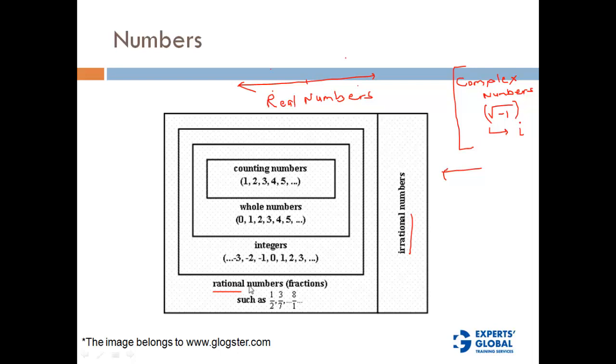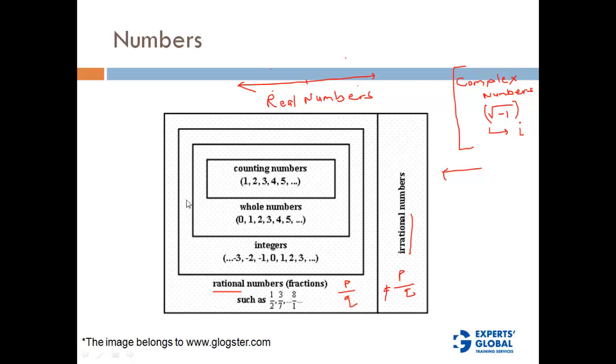Real numbers are again split into rational numbers and irrational numbers. Rational numbers are the numbers that can be written in the form p by q, where p and q are integers. Whereas irrational numbers are the numbers that cannot be written as p by q. We'll look at irrational numbers later. Just try to understand the categorization here.